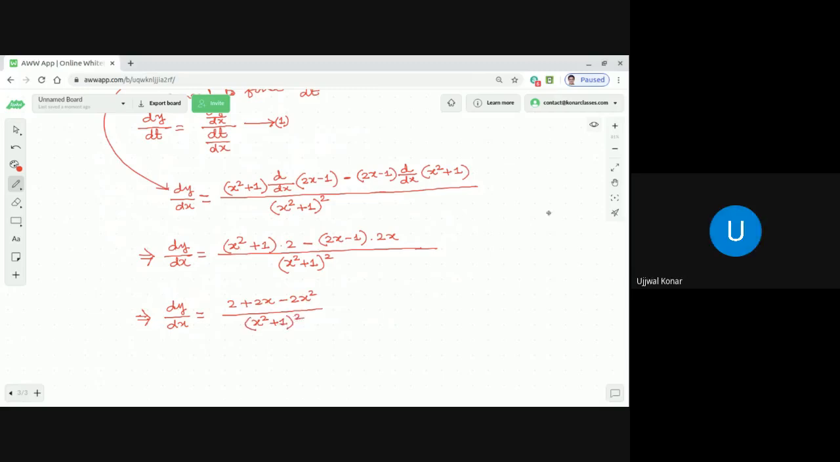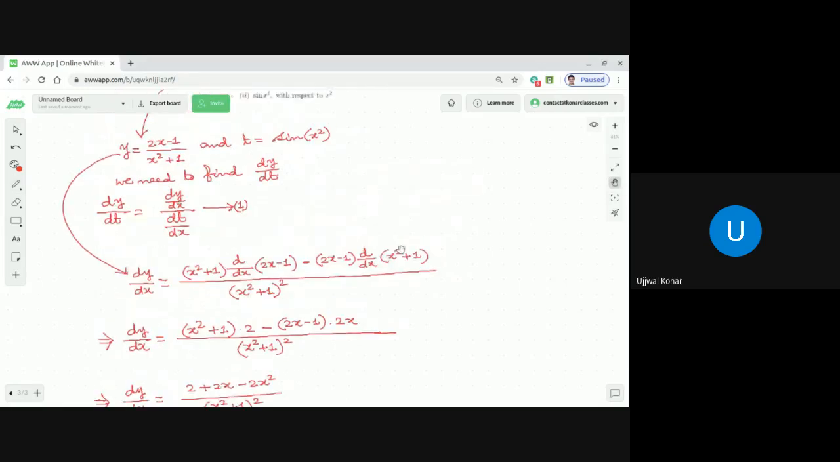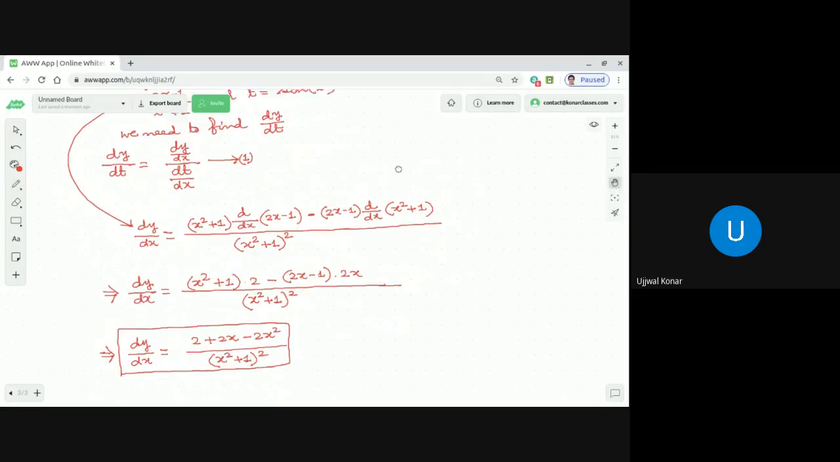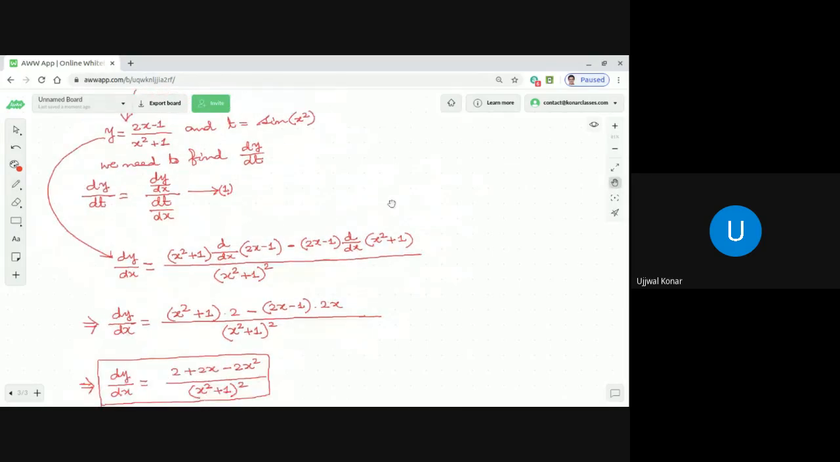Great. Now what we need to find? We need to find dt/dx. So we found dy/dx, then we need to find dt/dx. Any doubt? Because in some of the physics questions, you'll come across this kind of situation. Now let me use a different color pen, green. So what is dt/dx? t is equal to sin x square, so dt/dx should be equal to d/dx of sin of x square, correct or not?